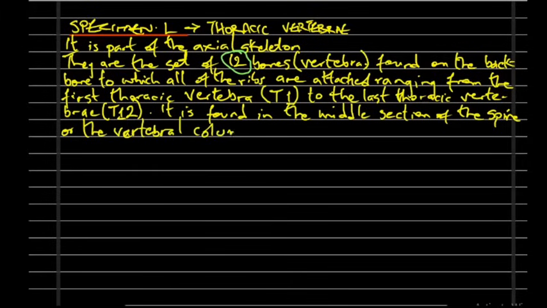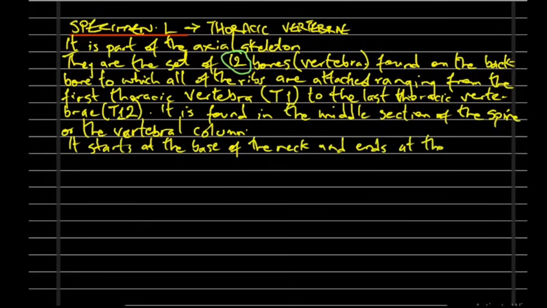Or the vertebral column. That is where we have these thoracic bones. So it starts at the base of the neck. Yes, when we talk about the positioning now, it starts at the base of the neck, and then it ends at the bottom of the ribs. I'll show us a picture that will depict all of this that I'm saying very shortly.